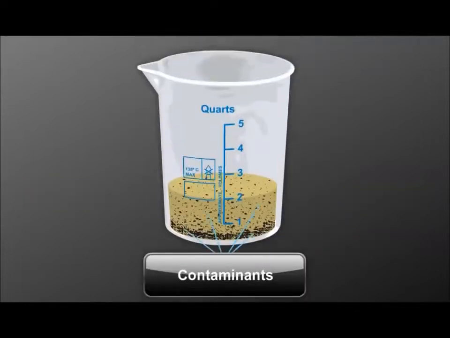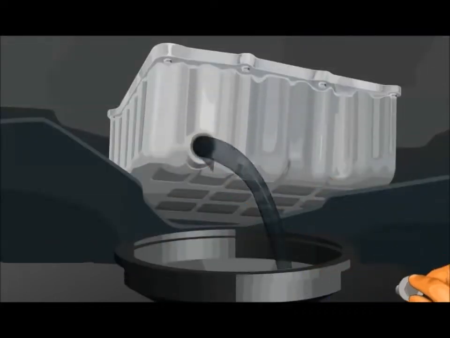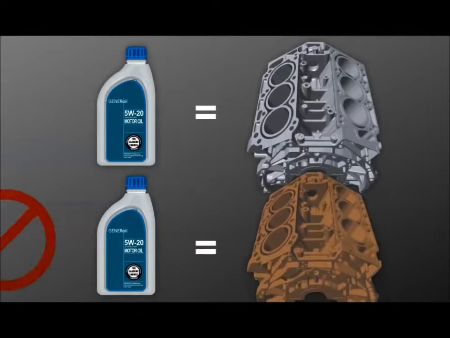Oil also isolates and suspends harmful contaminants between oil changes. By suspending these particles, every oil change flushes this damaging material out of the engine. Oil also protects against rust and corrosion by coating all internal engine parts, preventing oxidation.